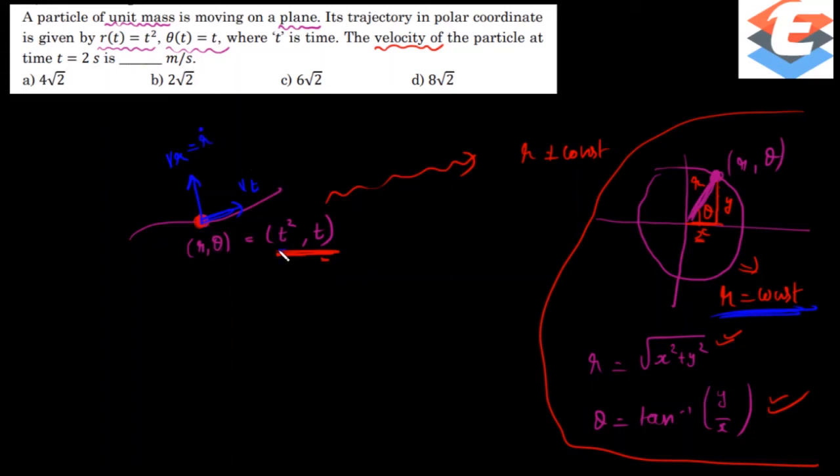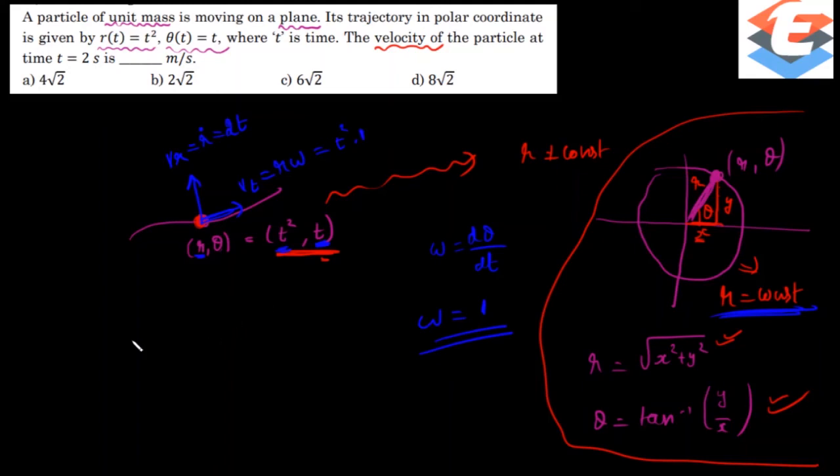What is r dot here? Just differentiate this t square. T square is r, so differentiating it gives 2t. Okay, so the tangential velocity Vt is nothing but r into omega, which is equal to r, that is t square, times omega. And what is omega? Omega is d theta by dt. Theta is given as t, so differentiation of theta with respect to time becomes 1.